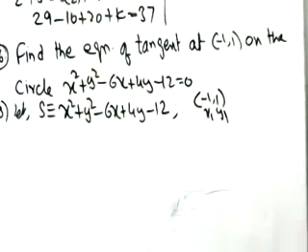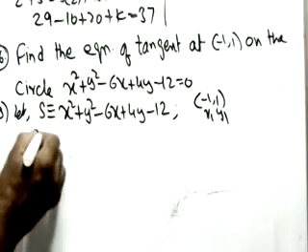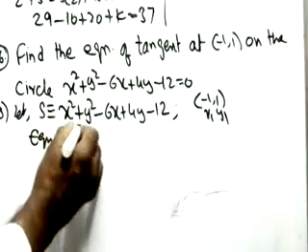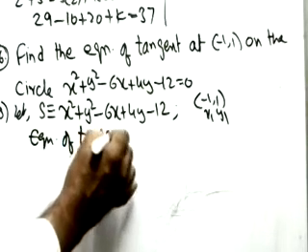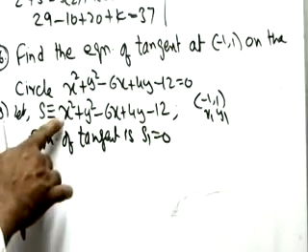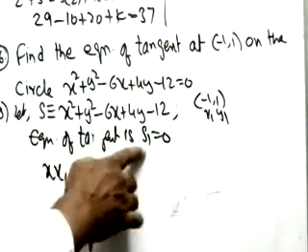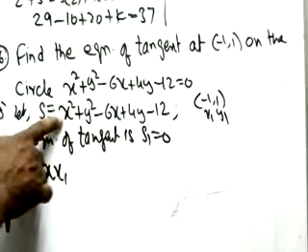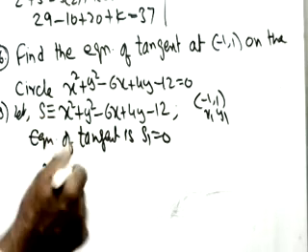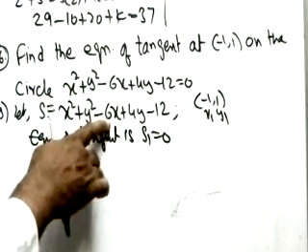Let me do one more question here. Find the equation of tangent to the circle. We know equation of tangent is S1 equals to 0. Now what will be S1? In place of x square, you write xx1. This x square is written as xx1. Y square is written as yy1.